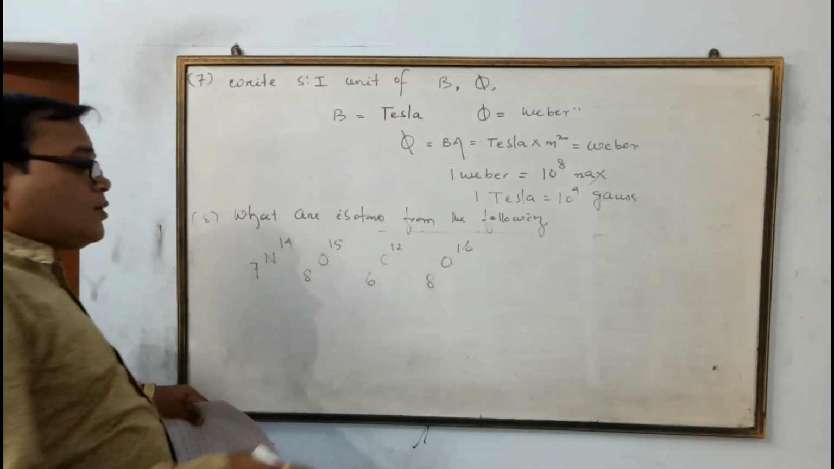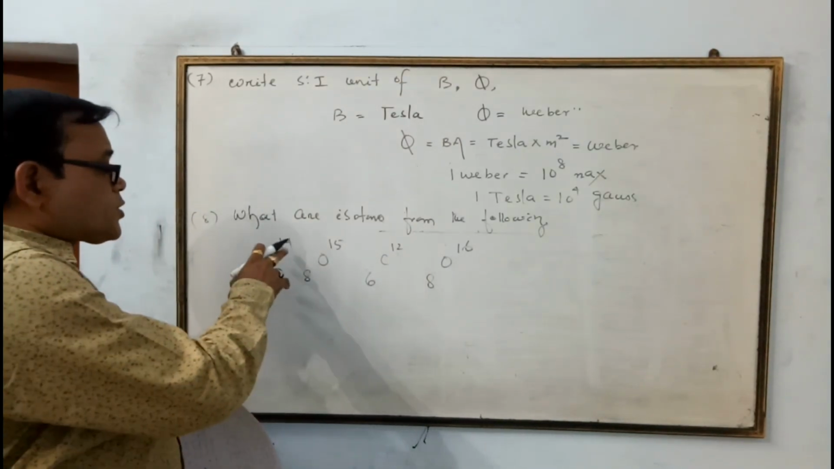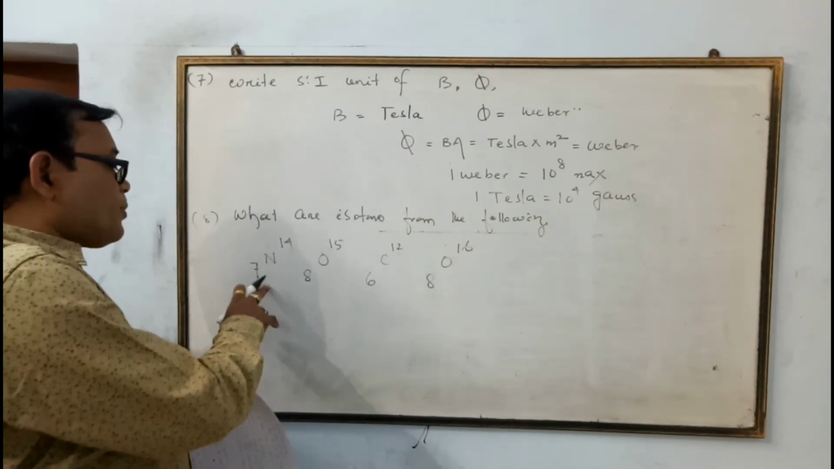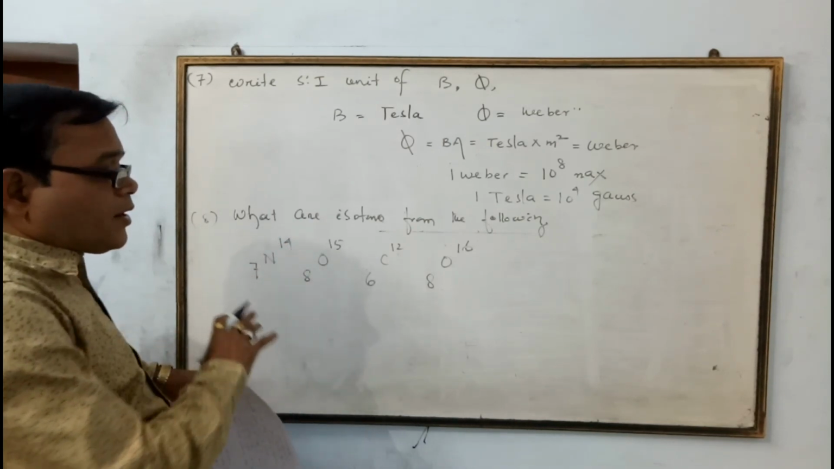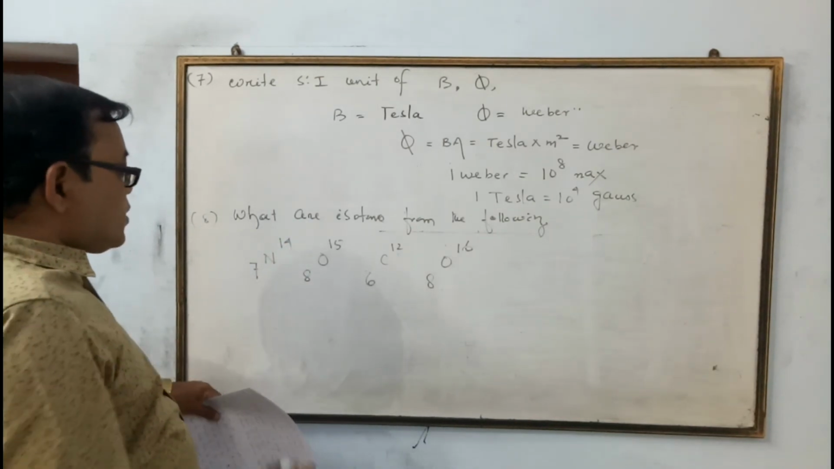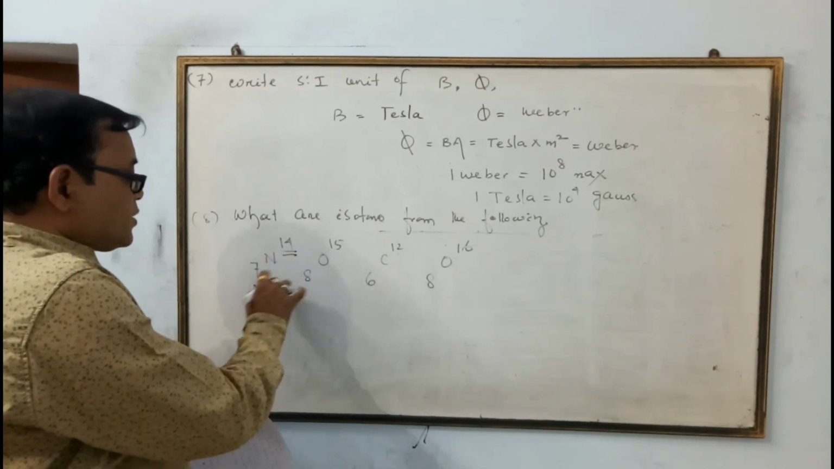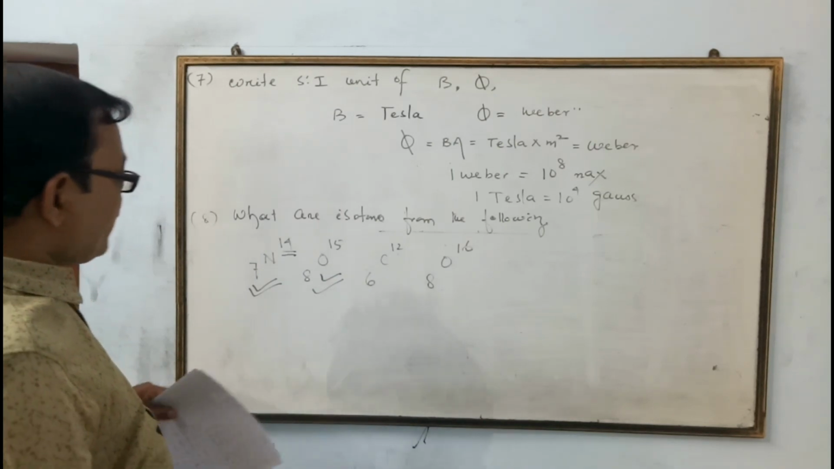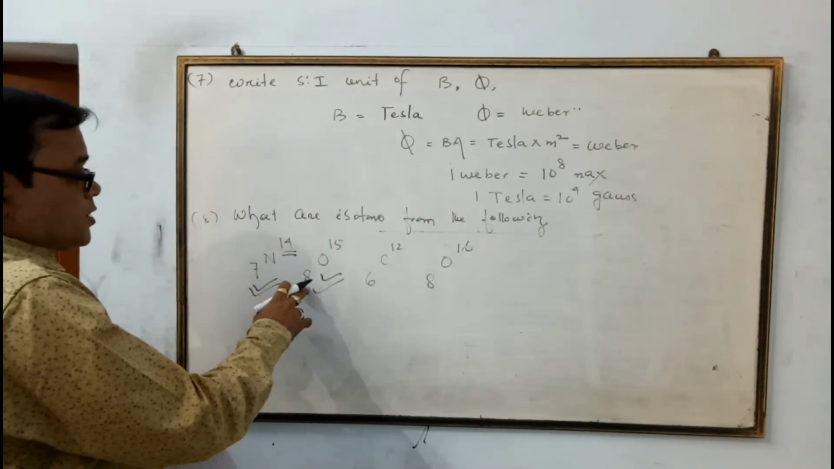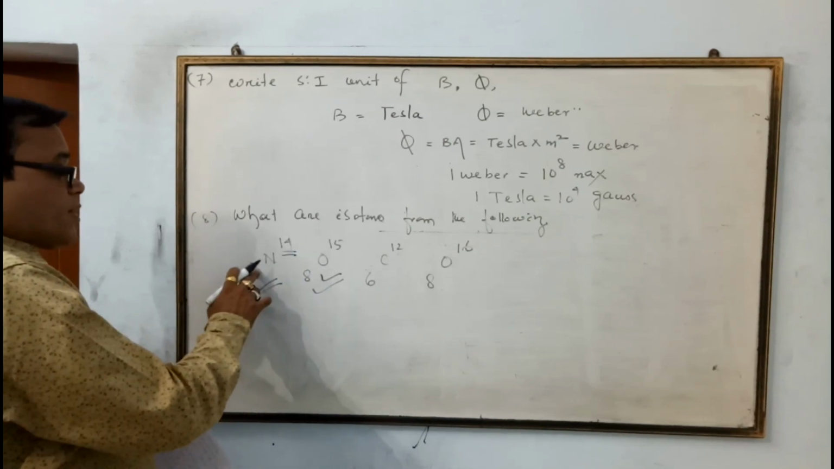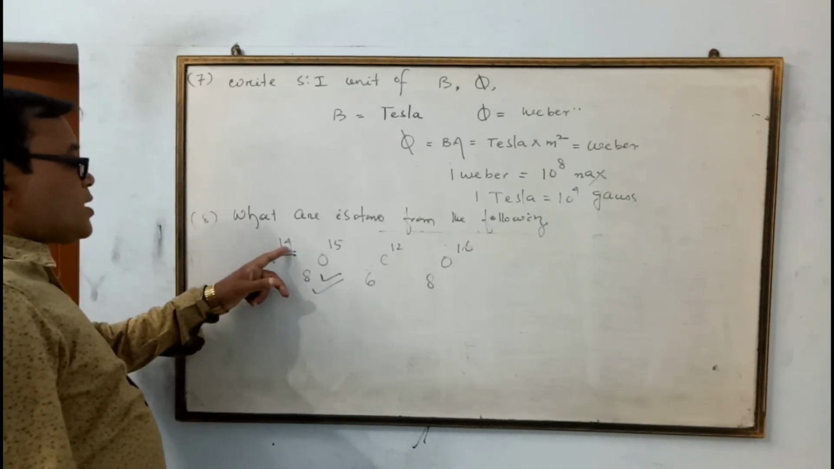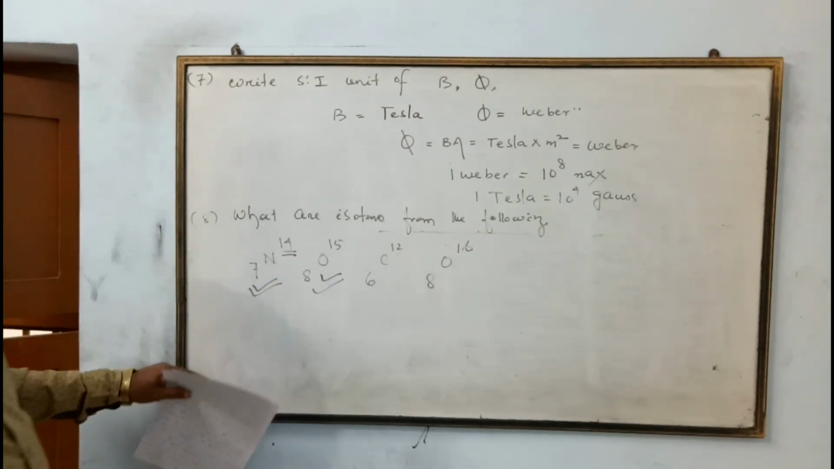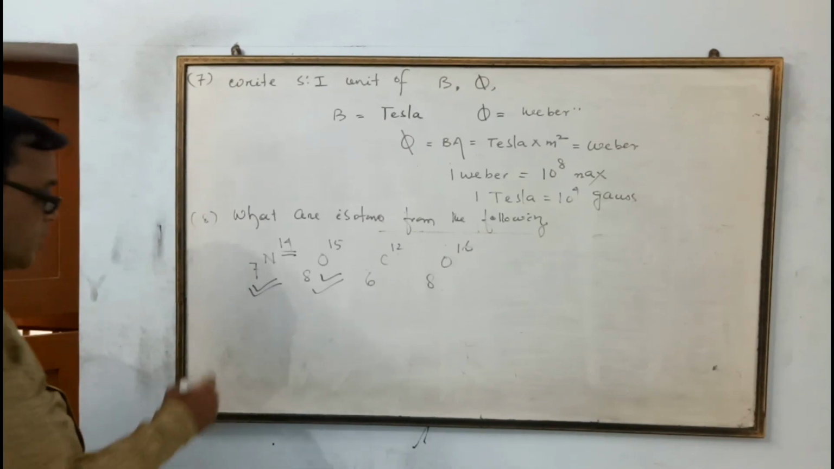Isotones are those nuclei in which the number of neutrons remains constant, whereas the atomic number as well as mass number are different from each other. So in this way, we can say that these two, 7N14 and 8O15, are isotones, because they have the same number of neutrons. Number of neutrons equal to mass number minus atomic number, 14 minus 7. So there are 7 neutrons. So these are the isotones. Question number 9.